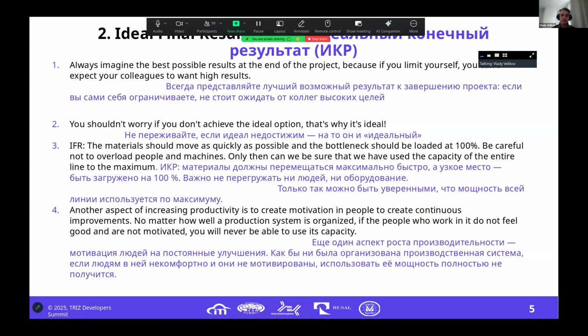So, from my experience, whatever good projects you have in operations, you can do labels, you can do color lines, whatever, if the motivation of people is not good, all your projects will be a waste of time. That's why I have this topic 4.